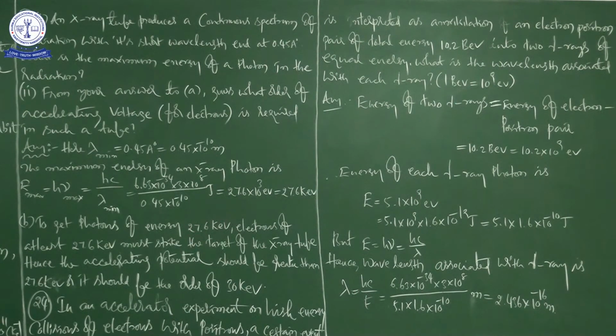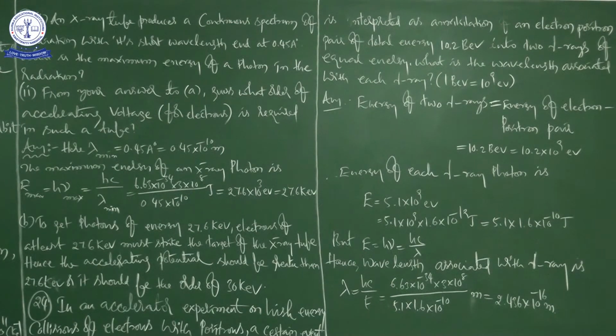He is saying, to get photons of energy 27.6 kilo electron volt, electrons of at least 27.6 kilo electron volt must strike the target of the X-ray tube. Hence the accelerating potential should be greater than 27.6 kilo electron volt, or it should be the order of 30 kilo electron volt. Okay, right.